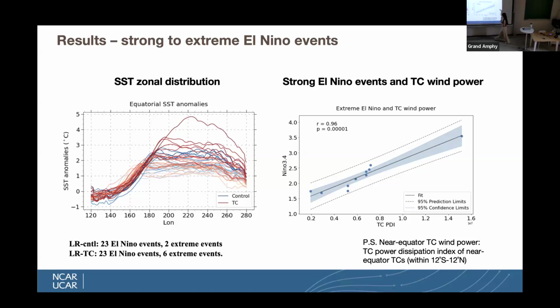And then we take a look at the linear relationship between the Nino 3.4 index during El Nino and the TC PDI, the power dissipation index, which is a measure of TC wind power, to see if they have any relationship. And we find this very strong relationship for, I think, medium to high intensity El Nino events. And remember that the TCs are forcefully added to the model. So this is not the modulation of TCs by ENSO. This is strictly the TCs' impact on El Nino. So we find this very strong relationship between tropical cyclones and El Nino strength.